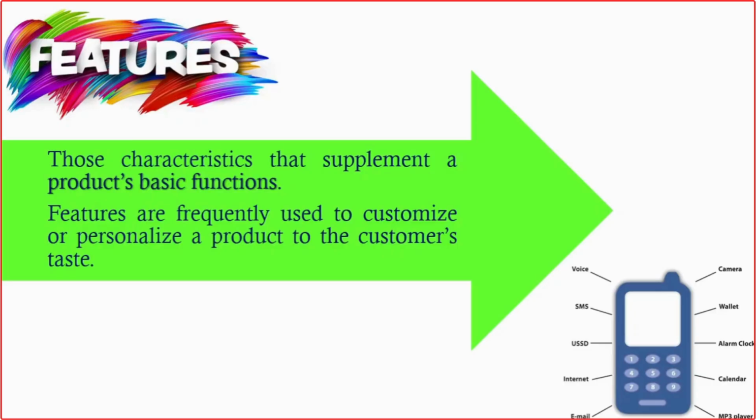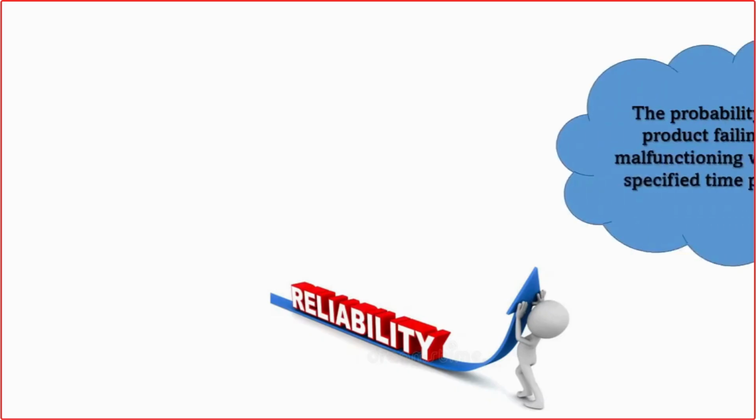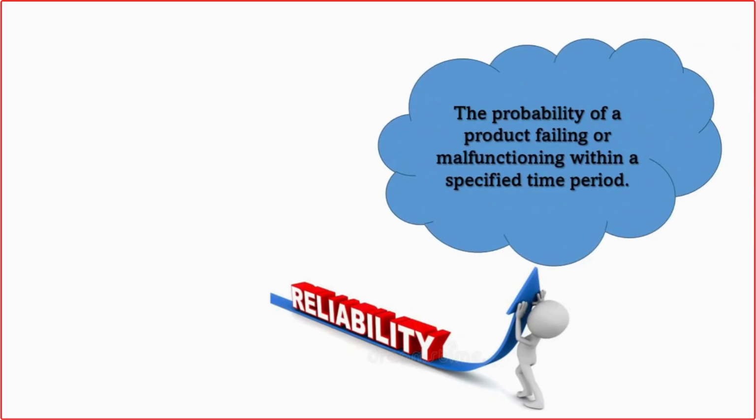Now come to the third basic dimension of quality, and what is that? That is reliability. Now let's see the basic definition of reliability. Reliability is nothing but the probability of a product failing or malfunctioning within a specified time period. Let's take an example of a mobile phone. Suppose the warranty of a mobile phone is 1 year.